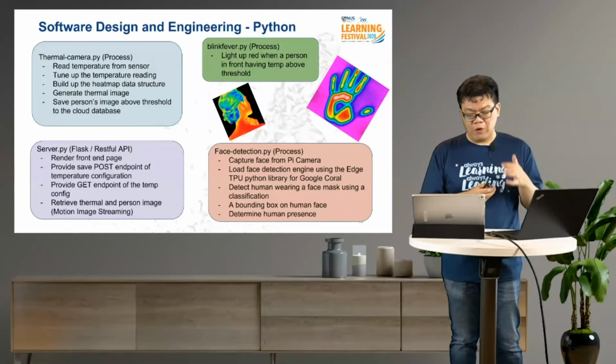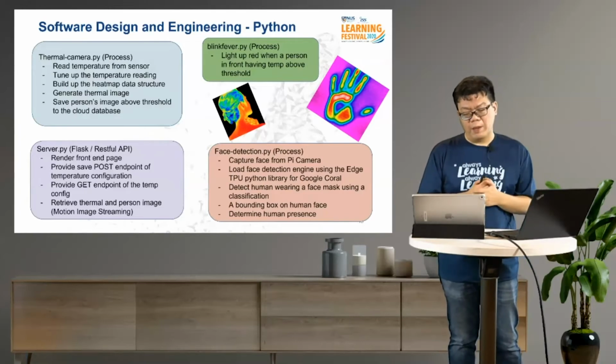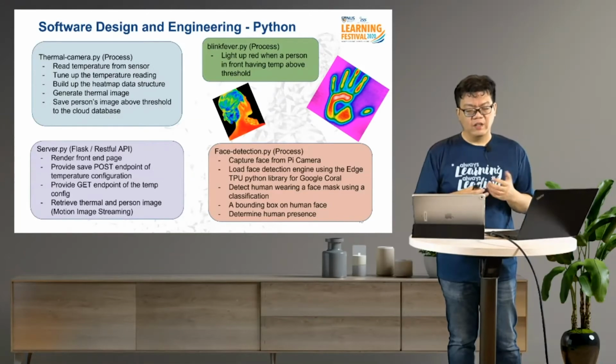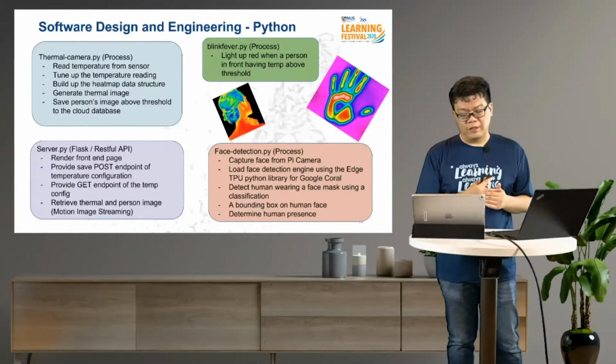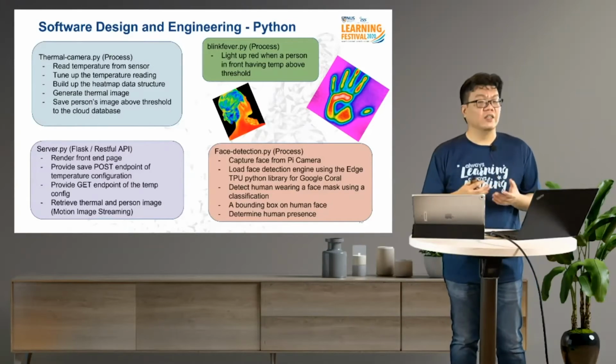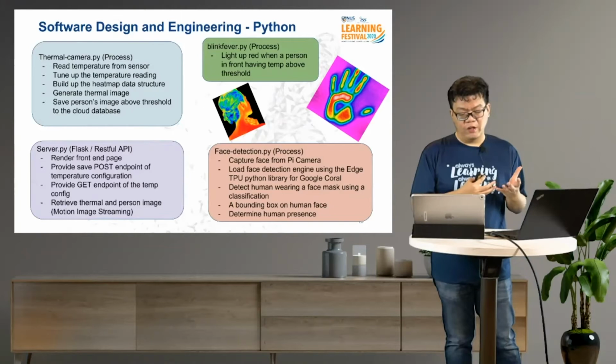And the second Python program is basically a web API. What it does is render the front page, post the temperature configuration, and get the temperature images that render on the HTML page. It's actually a motion JPEG image.